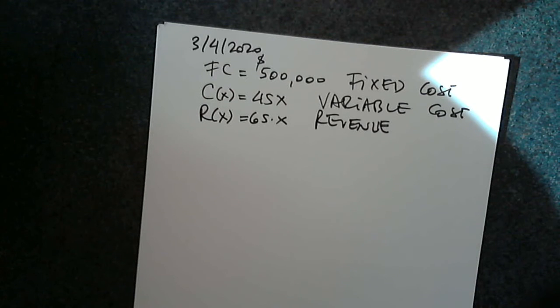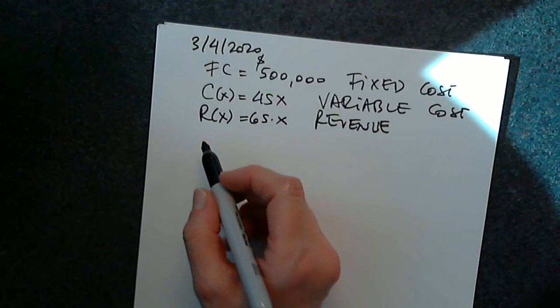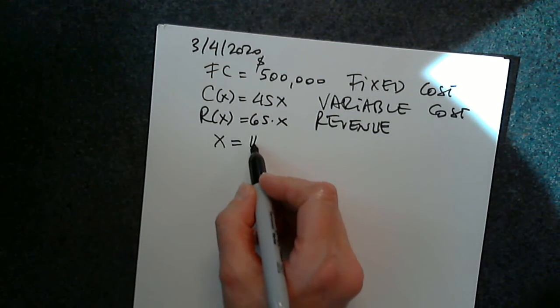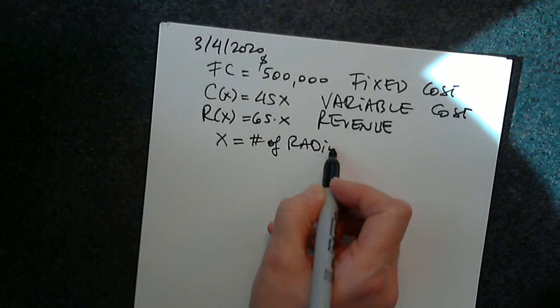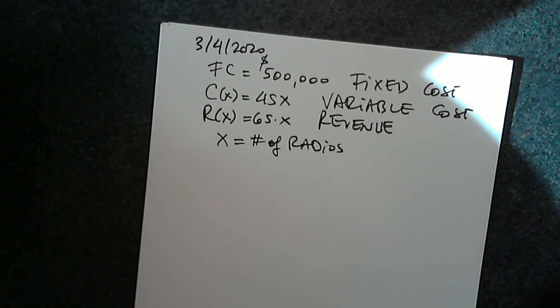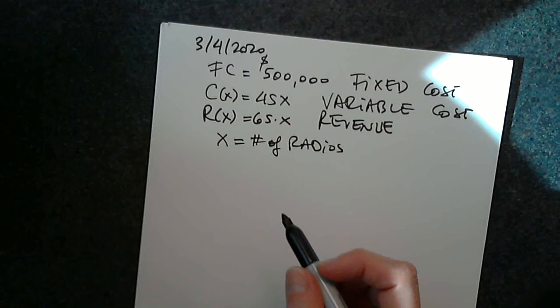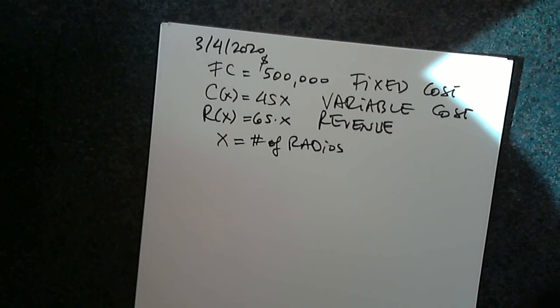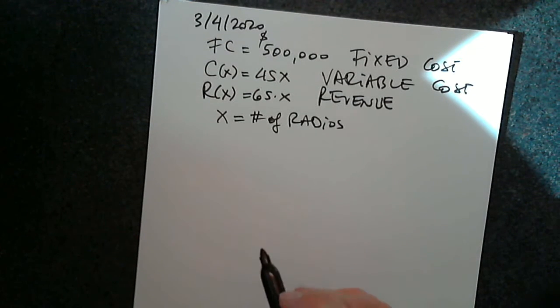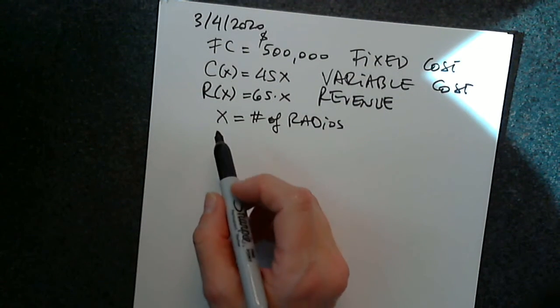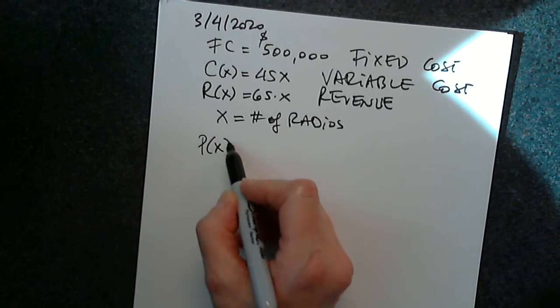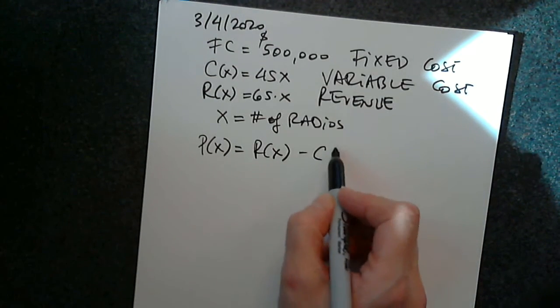Yes, I'm ready. And then the company's cost and revenue are modeled by the following function, where X represents the number of radios produced and sold. Find the profit. And in parentheses, it's R minus C. Okay, so this is the profit, which is revenue minus the cost.